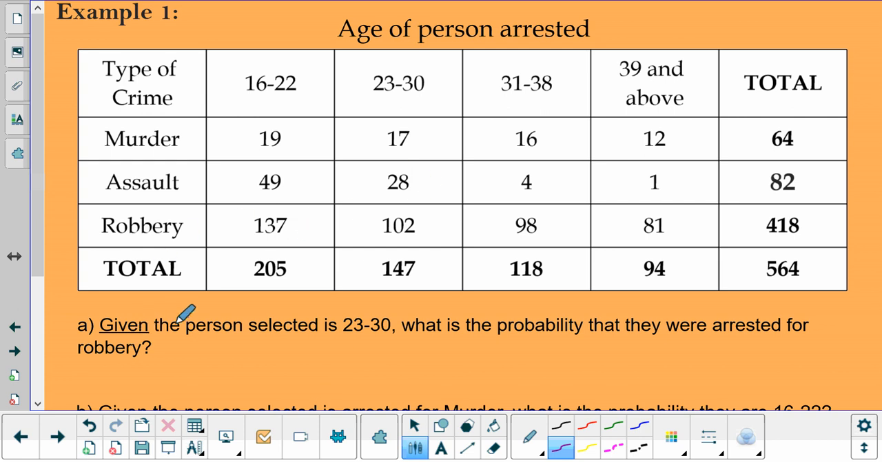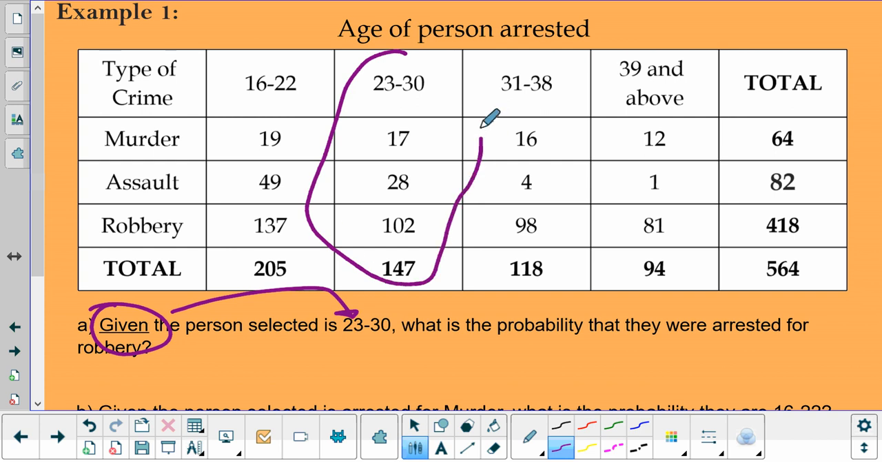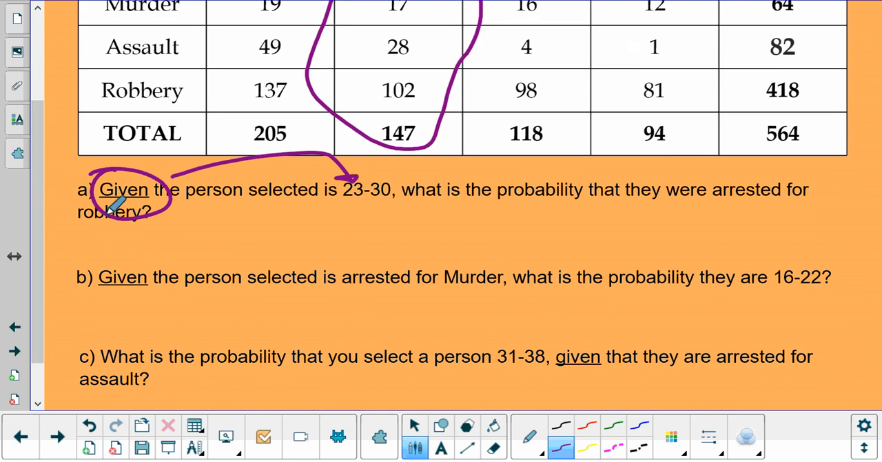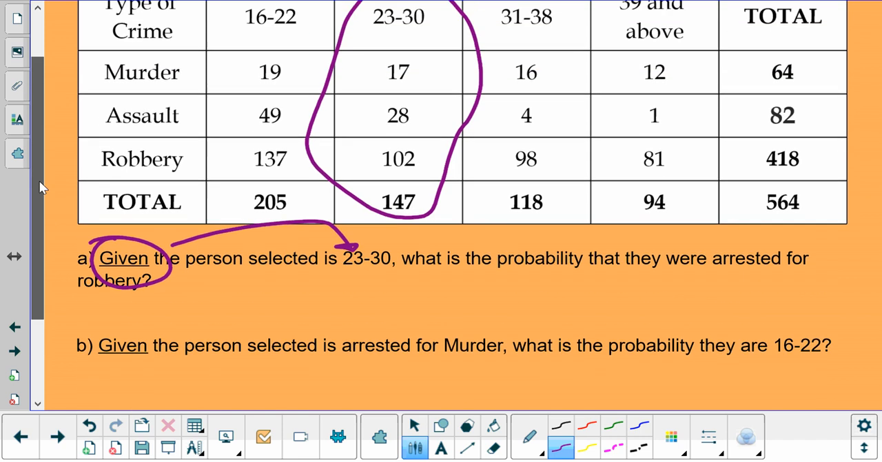So part A, given the person selected is 23 to 30, what is the probability that they are arrested for robbery? Given that the person is 23 to 30, that means that I'm only right here. Sorry, I can't draw a circle apparently today. So my total now is 147, and I'm looking at who was arrested for robbery. So I want this 102 out of 147, and that's my probability.